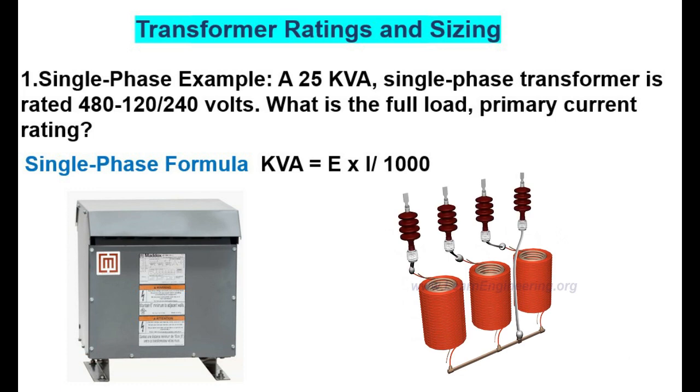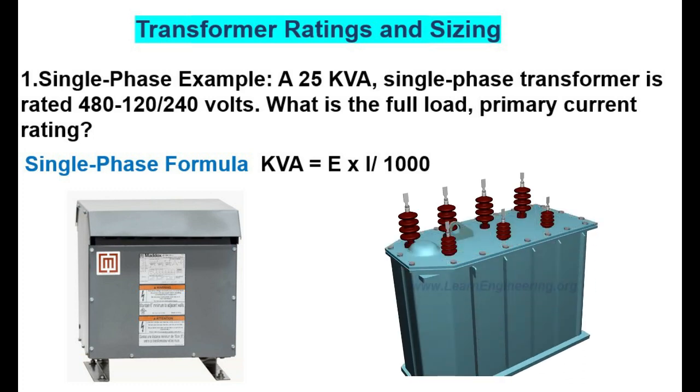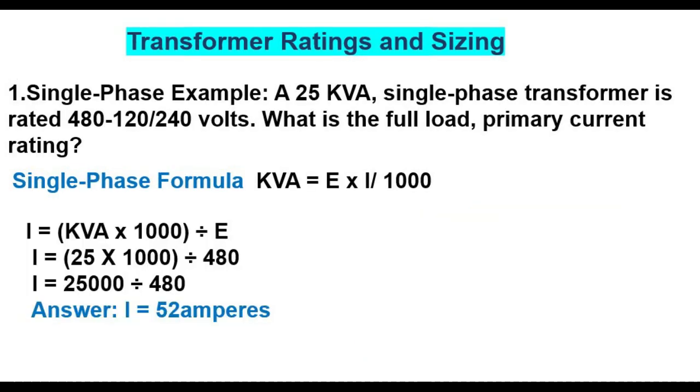Example number 1. A 25 kVA single-phase transformer is rated 480 volts primary, and 120 to 240 volts secondary. What is the full load primary current rating? Single-phase formula: kVA equals voltage times current, divided by 1000, to get the kVA or kilovolt amperes. I equals 25 times 1000, divided by 480. I equals 25,000 divided by 480. Answer: I equals 52 amperes.